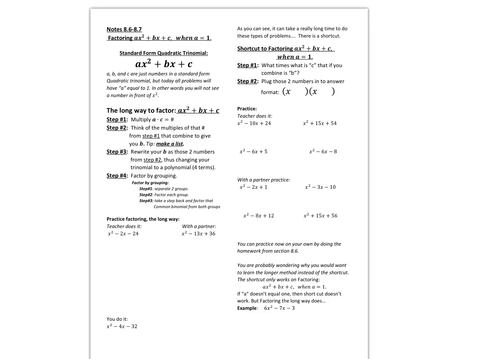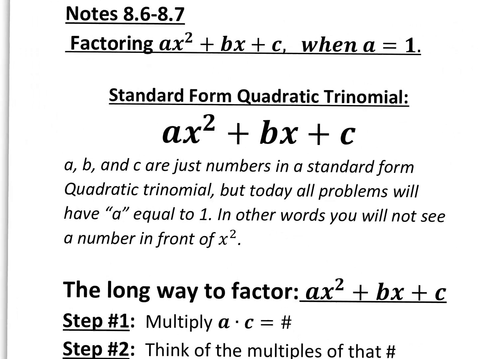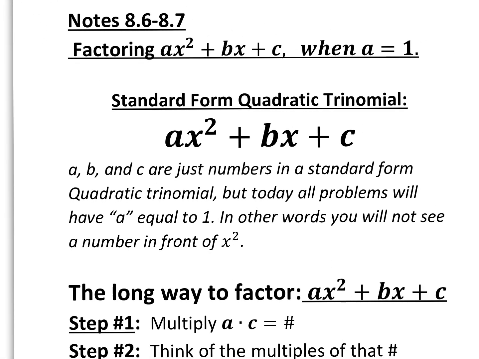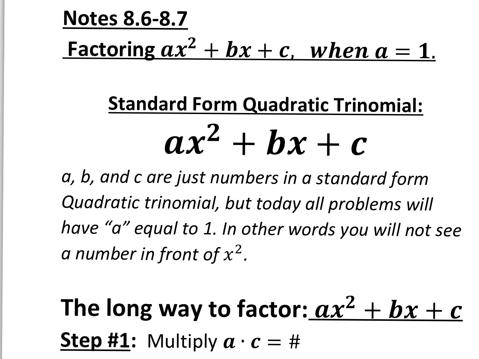Here's our page of notes. So everybody go to this page. And again, we're factoring these types of polynomials, quadratic trinomials, when the a value is 1. Okay, so let's first start by understanding that a, b, and c are just numbers. A, b, and c are just numbers. So this is a number, this is a number, and that's a number.